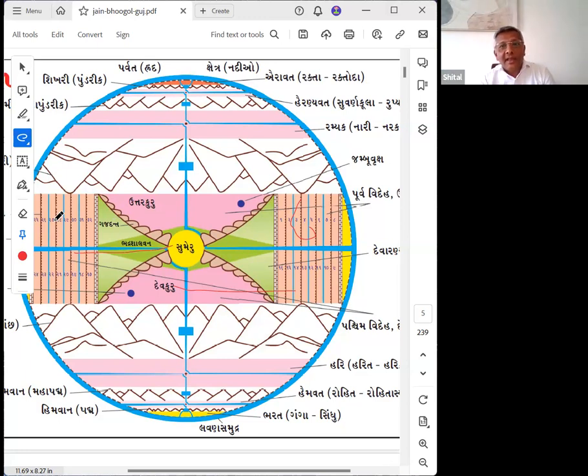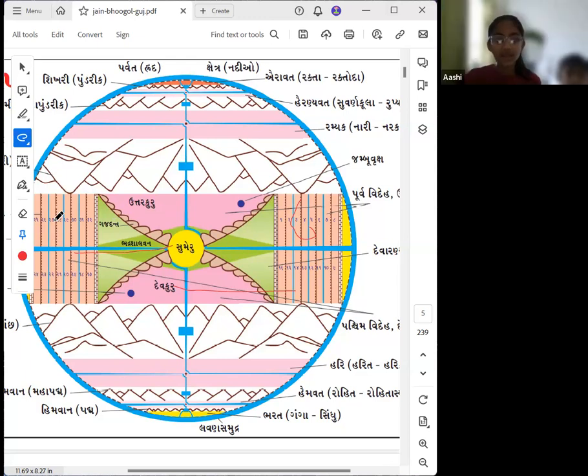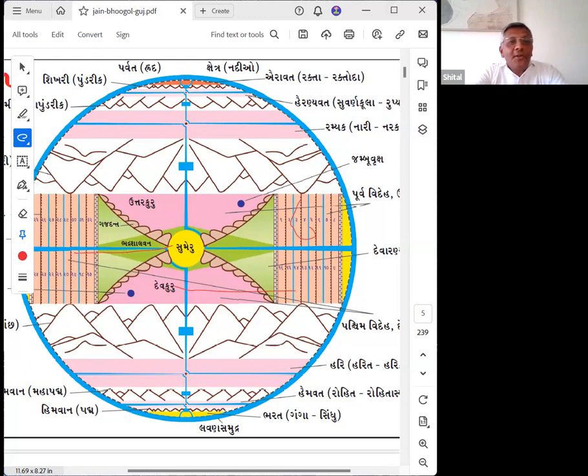Ashi. Simandar Bhagwan? No. Good try, but no. Simandar Bhagwan is all the way here. We are here. See, we are here in Bharat Kshetra. Simandar Bhagwan is here.